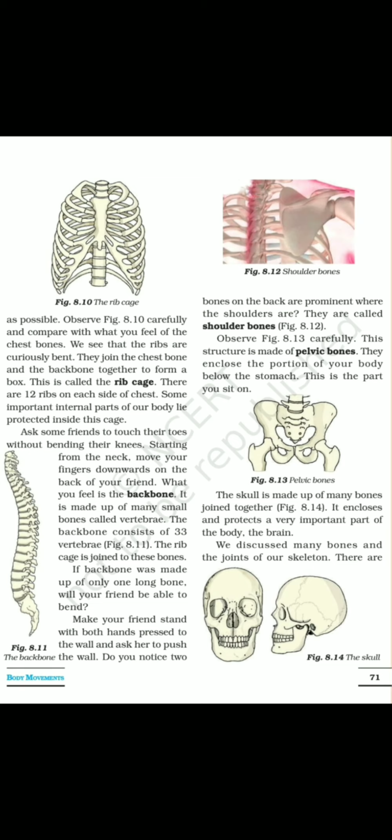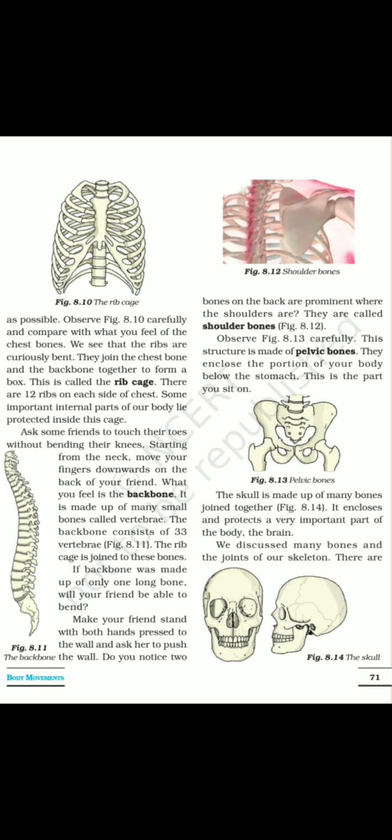Now, what we see, ribs are continuously bent. They join the chest bone and the backbone together, and it gives an appearance of a cage. As these bent bones are called ribs, the structure is called rib cage. So, ribs are the curved bones in our chest, and ribs exist in pairs. In total, there are 12 pairs of ribs in the chest of our body.